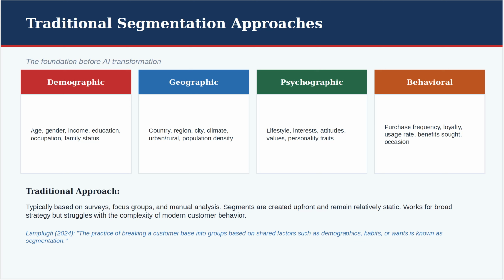So then we've got the behavioral one. So what do customers actually do? Purchase patterns, usage levels, loyalty, for example, frequent buyers who respond to loyalty programs versus occasional purchasers.